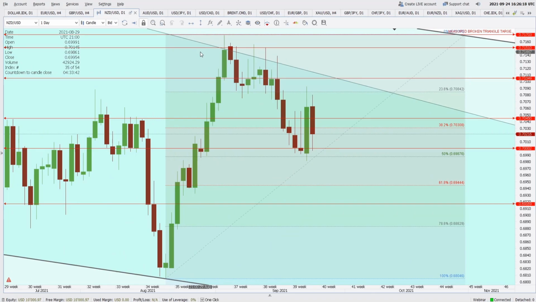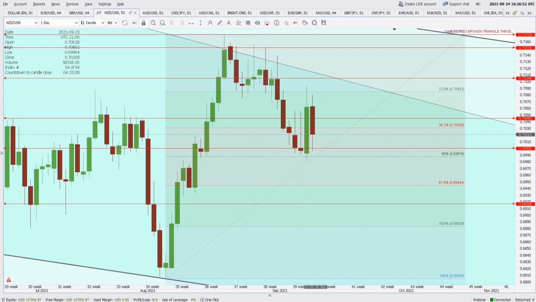Talking about the New Zealand dollar, actually yesterday we saw the New Zealand dollar pulling back from 50% of the retracement from this movement from around 0.6804 to 0.7170. And even today the price tried to go low, and as low as 0.7000, and now is trying to take support at that level.